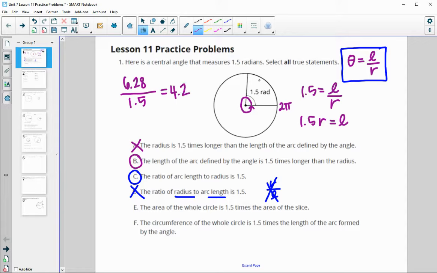So that means this is going to fit in here a little over 4 times. So the area would be 4.2 times bigger, not 1.5 times bigger. And same with the circumference. It is not 1.5 times bigger. We'd have to look at the portion out of the whole circle in radians.